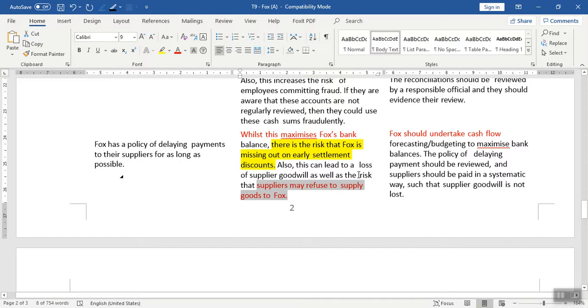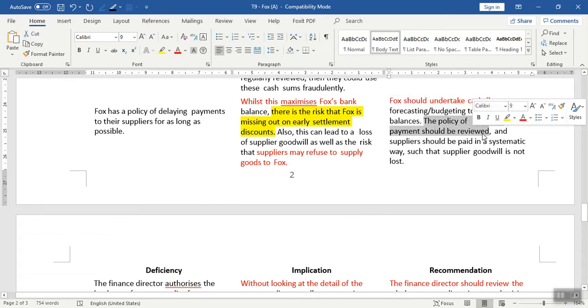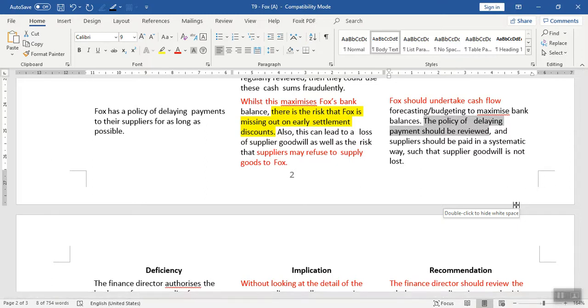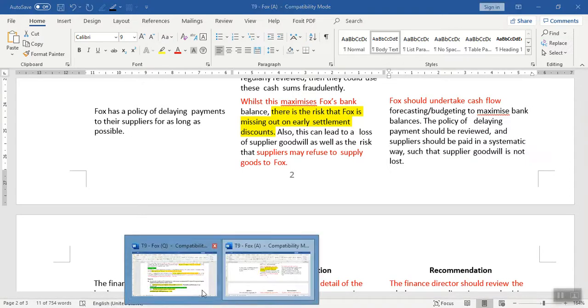Fox should plan properly their cash flow forecast and budget. Can you see or not? Fox should undertake cash flow forecasting and budgeting to maximize the bank balance. Okay, so this policy of delaying payment should be reviewed again to see whether it is worth it or not. Actually, maybe if the company pays early, then they can get a discount so they can cover here and there, something like that. Okay, and suppliers should be paid in a systematic way so the supplier goodwill is not lost. Supplier goodwill means supplier trust, the confidence. Okay, next one.